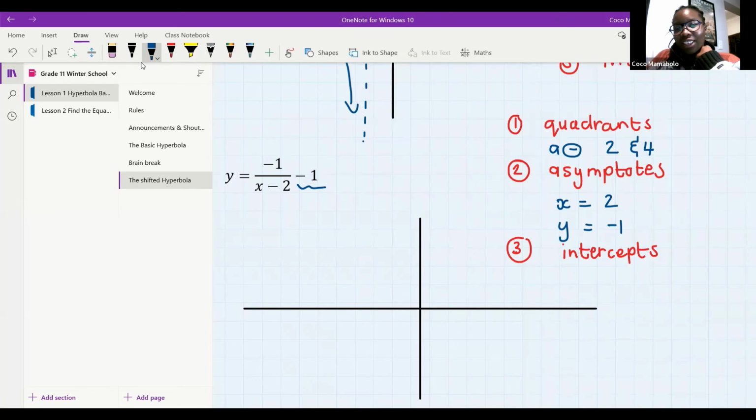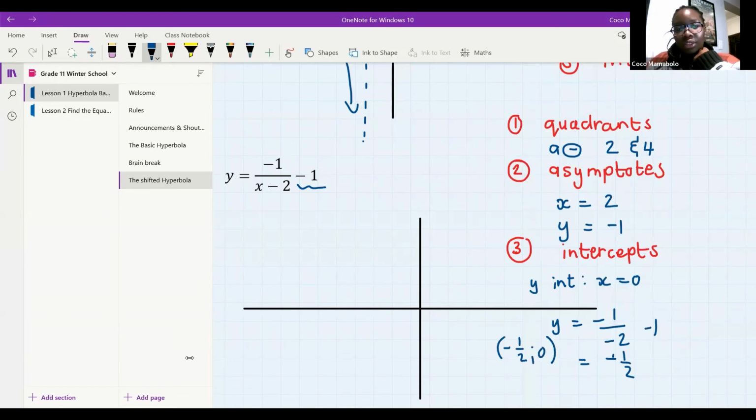Right, let's look at our intercepts. Y-intercepts, X is equal to 0. So it's going to be Y is equal to -1 over -2 minus 1, which is equal to -2 divided by -1 divided by -2 is 1/2, minus 1 is -1/2. So my first one is -1/2 and 0.